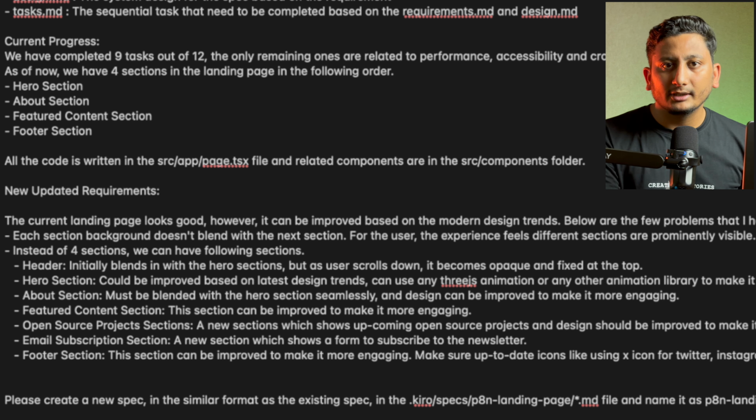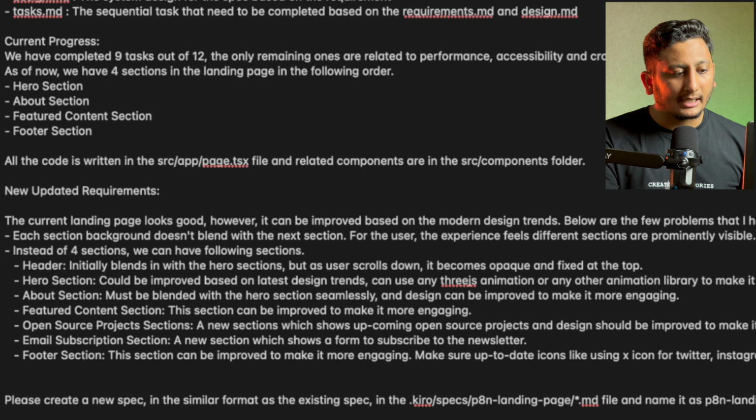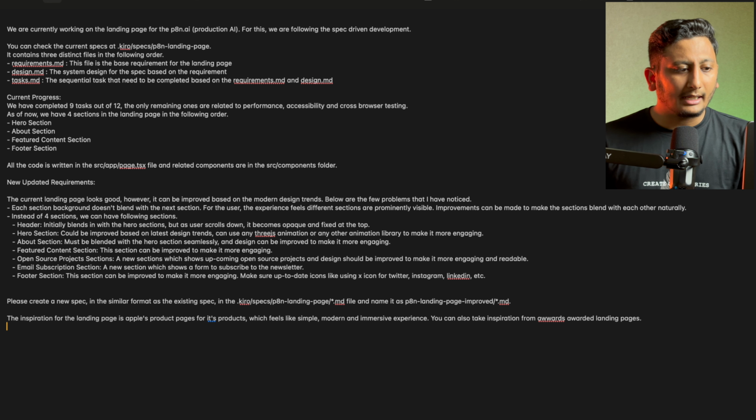Initially it should blend in with the hero section and on scroll it should become an opaque and fixed header on the top. Other than this, there should be an open source section as well where we will show upcoming projects in the open source category. We also want an email subscription section so that interested folks can subscribe to our newsletter. This is the detailed prompt that I will give both to GPT-5 and Sonnet 4 and I will code in different branches so that we can compare at the end as well.